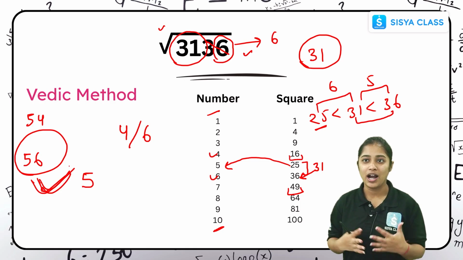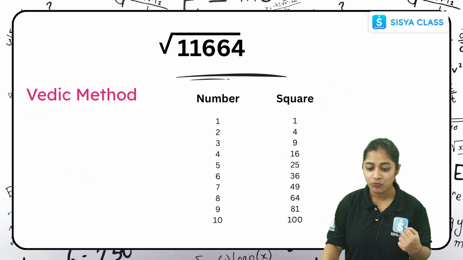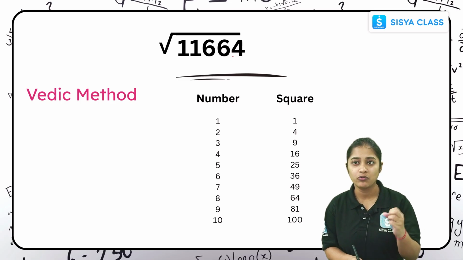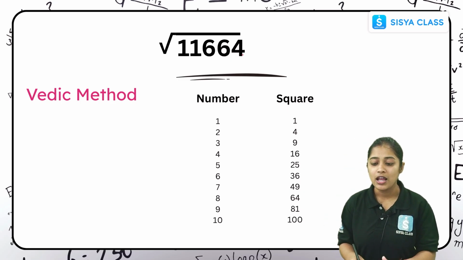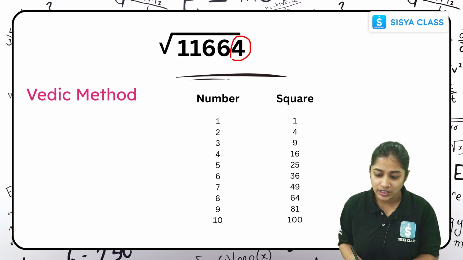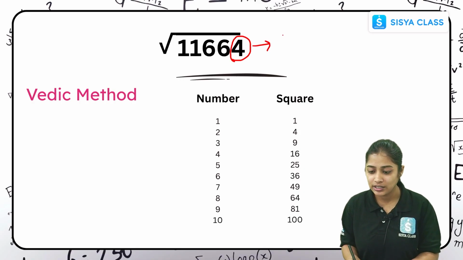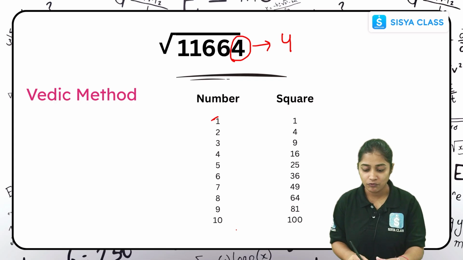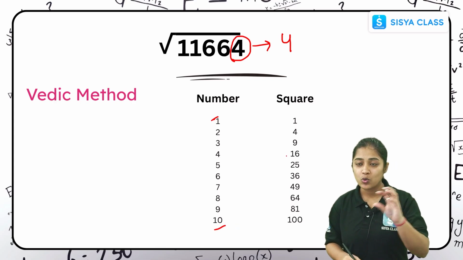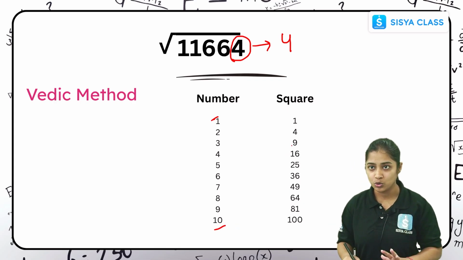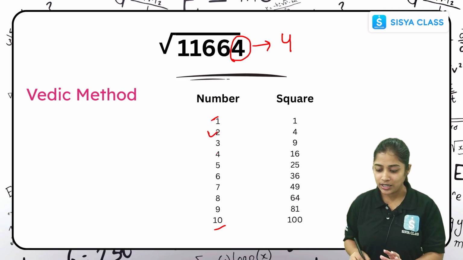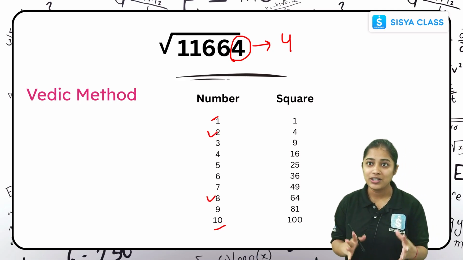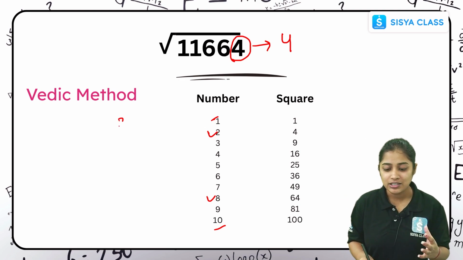Very easy trick. Let's see one more example here. Here we have 11,664, right? And we want to find the square root of this number. Again, we'll focus on the unit digit here. What is the unit digit here? That is 4, right? Now I will check which numbers from 1 to 10 have squares that also contain 4 as the unit digit. Here 2 is my number and 8 is my number, right? So the possibility for the ones digit here is 2 and 8.